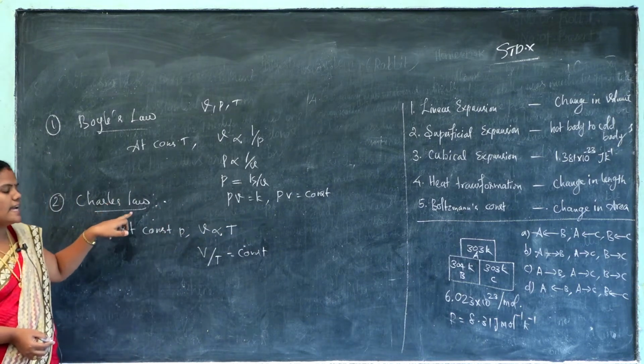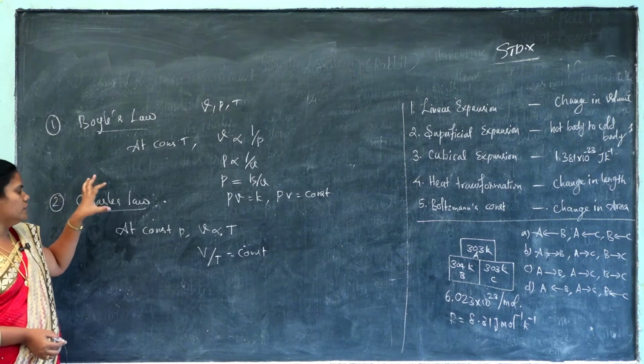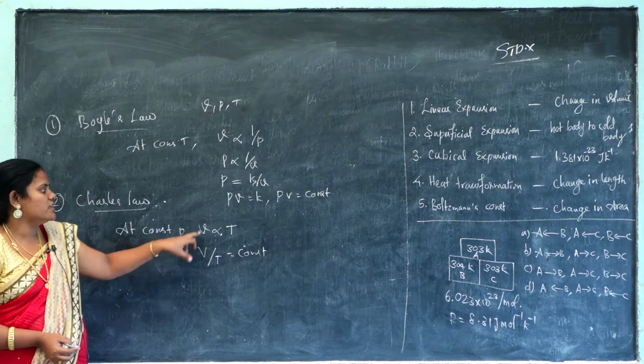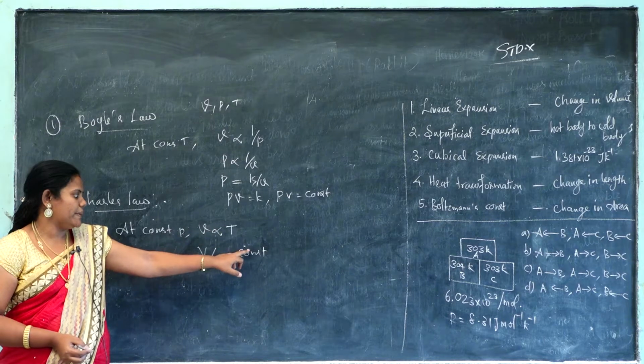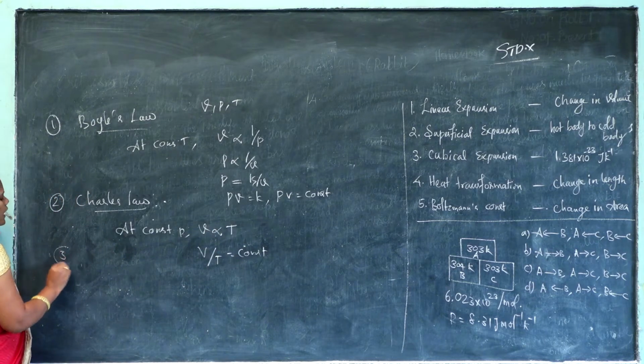This is Charles' law. At a constant pressure, this law is called the law of volume. Volume is directly proportional to the temperature. So V by T is equal to constant. Okay, and the third one, Avogadro's law.